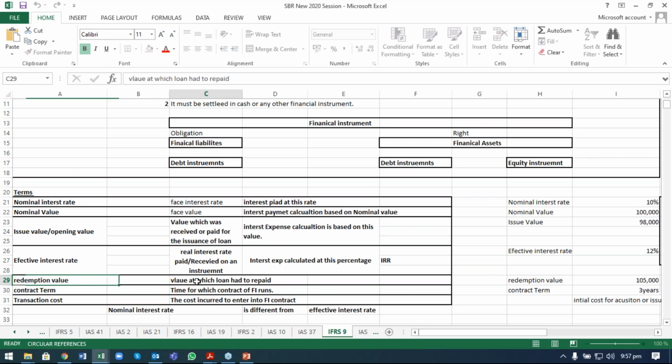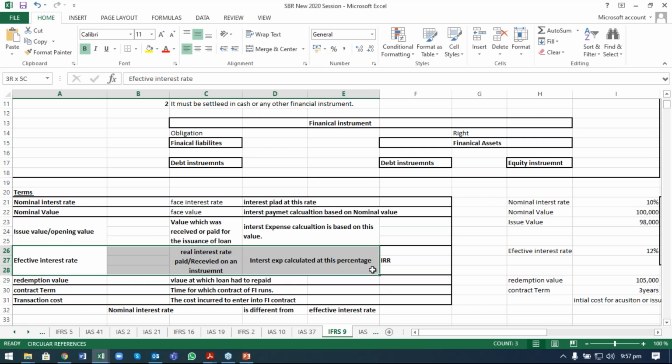So what is the redemption value? The value at which the loan should be repaid. It could be redemption at par, that is a 100,000 loan note redeemed at 100,000, or it could be redeemed at premium, like you might have to pay 120,000 on redemption along with the nominal interest that you are paying on an annual basis, right? So any additional amount you're paying on redemption would increase this effective interest rate.